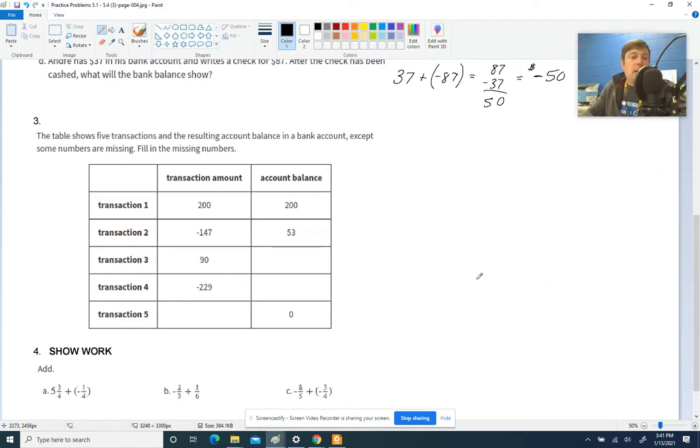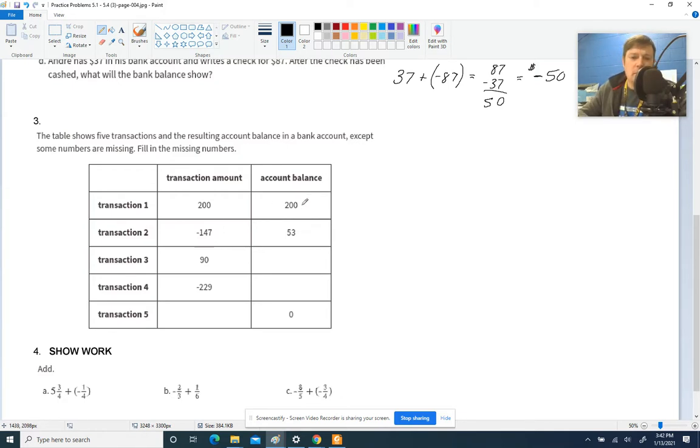The table shows 5 transactions and the resulting account balance in a bank account, except some numbers are missing, and our job is to fill in the numbers. So we did some of these examples. We're going to do some of these examples in class where we have a transaction and then what the account balance is. So the transaction is positive for deposits, putting money into the bank, negative for takeaways.